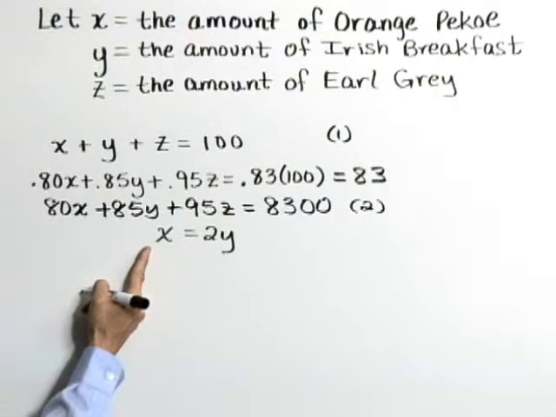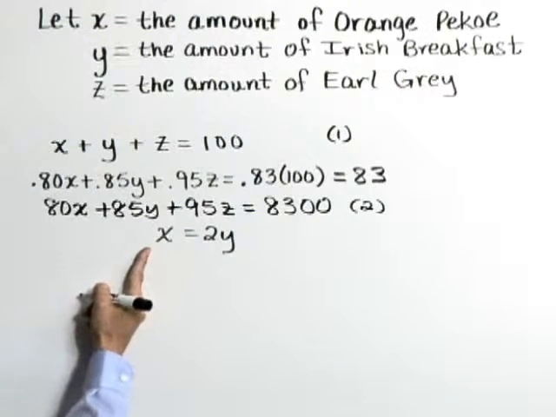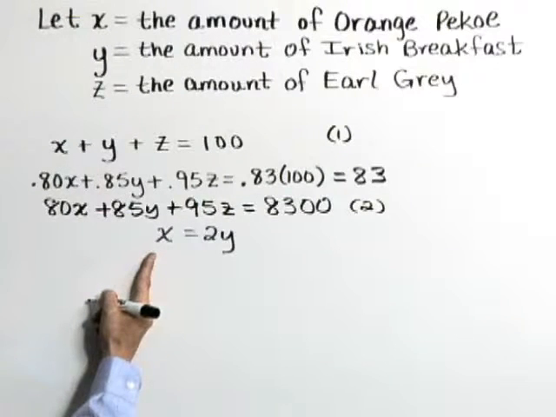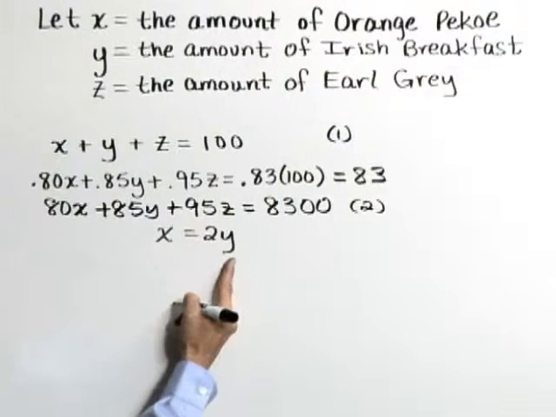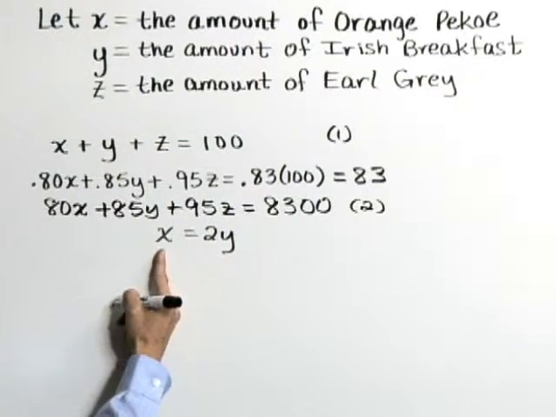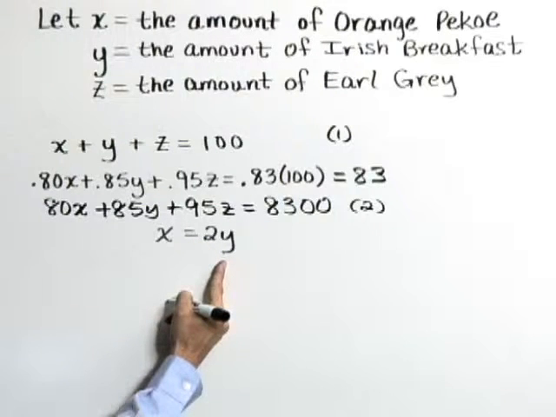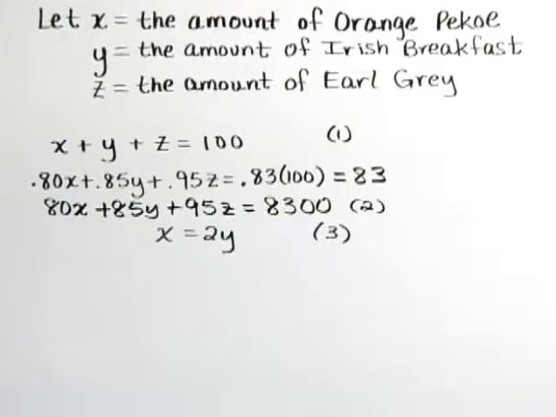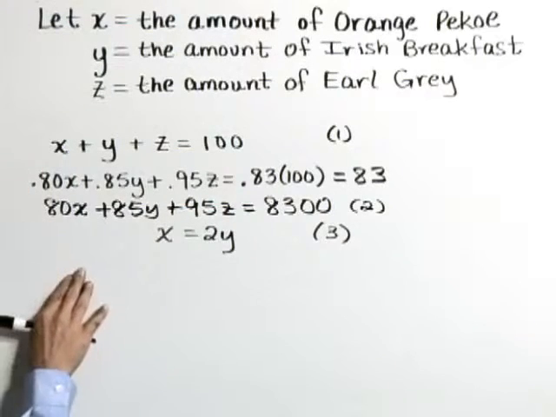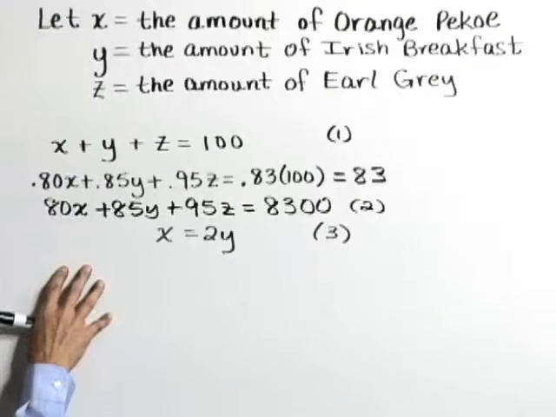Now we need a third equation. We're told that he wants to use twice as much orange Pico as Irish Breakfast. So this amount X is going to be 2 times Y. The amount of orange Pico is 2 times the amount of Irish Breakfast. Let's identify that as equation 3. So we've completed that step, we've written our equations. Now let's solve this system of equations.